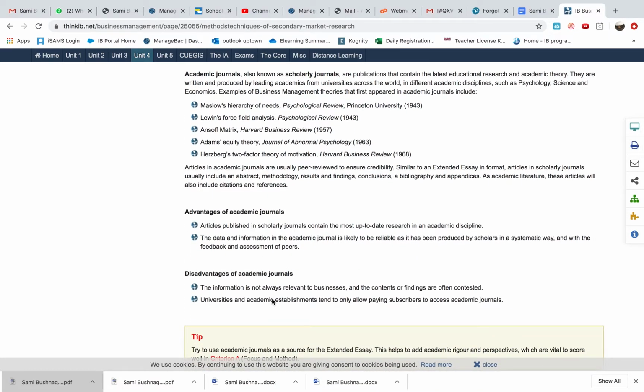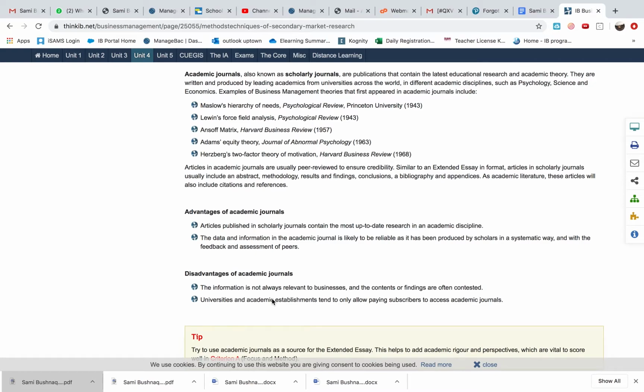Academic journals, also known as scholarly journals, I love these, and these are the least utilized secondary research by students for some reason, yet they're the best source. Publications include the latest educational research in academic theory. They're written and produced by leading universities across the world in different academic disciplines, things like psychology, science, economics.